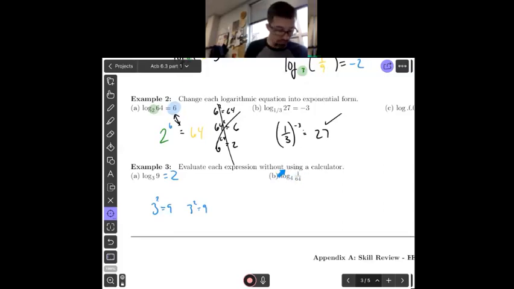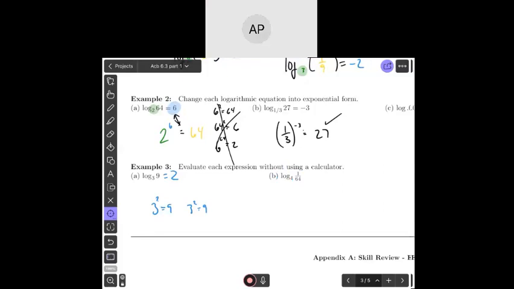Andrew, what's that mean? Log base 4 of 1/64. That's how you say it. What does it mean? Wouldn't it be 4 to the what equals 1/64? So we have to figure it out, right?